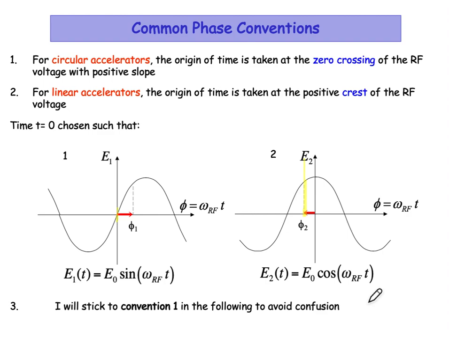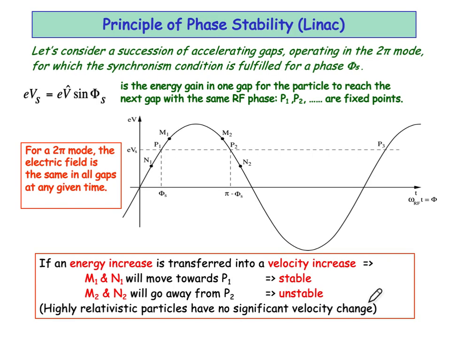Let me stick to the first one. The phase stability condition is, let us consider a succession of acceleration gaps operating in a 2 pi mode, and I will show you later the 2 pi mode, pi by 2, 3 pi by 2 and 0 modes, how this phase focusing works, which is the synchronous condition and fulfills the phase phi s. And eVs, the charge into the stable voltage, and eV into sin phi s is the energy gain in one gap for the particle to reach the next gap in the same RF phase.